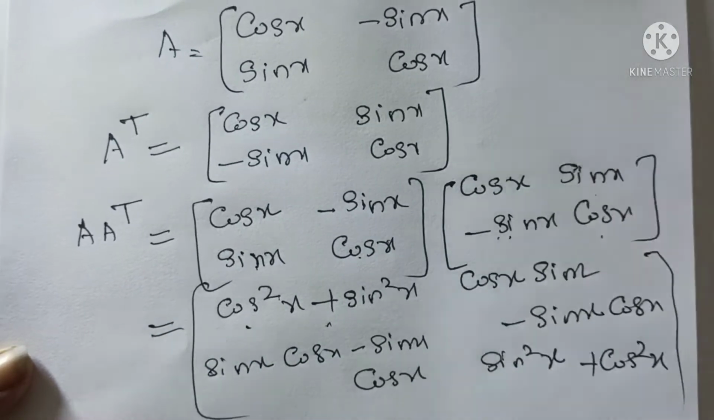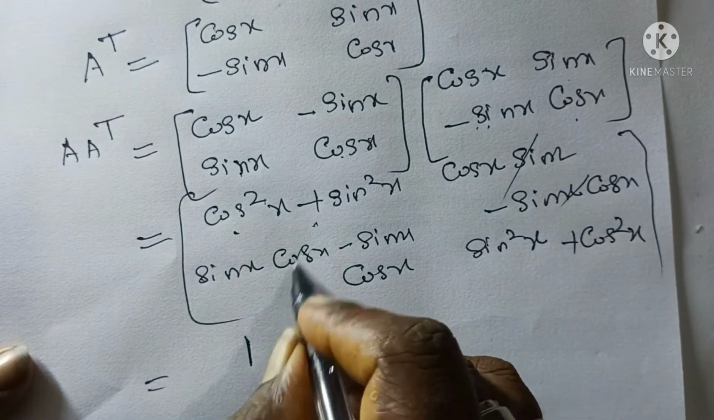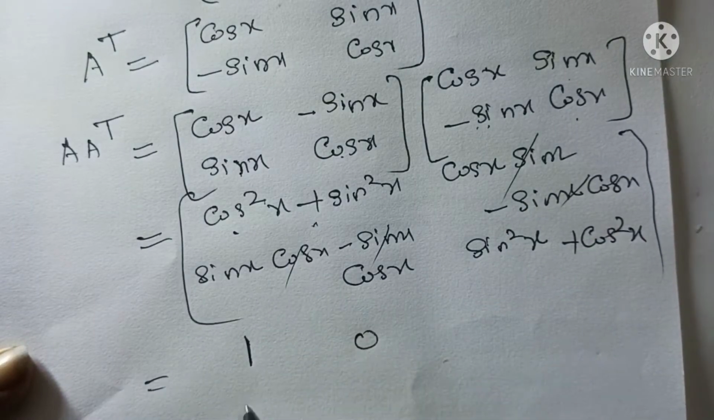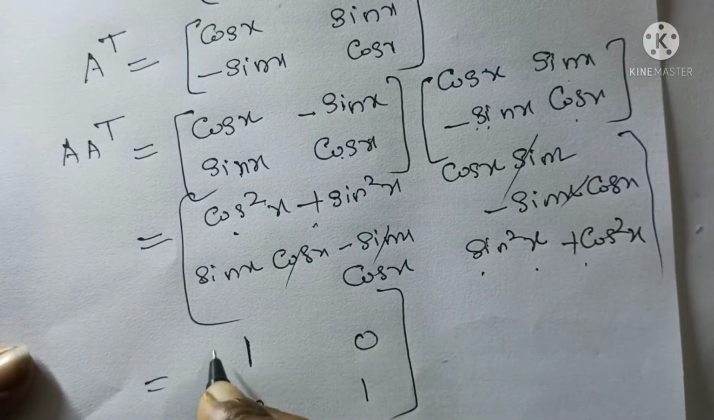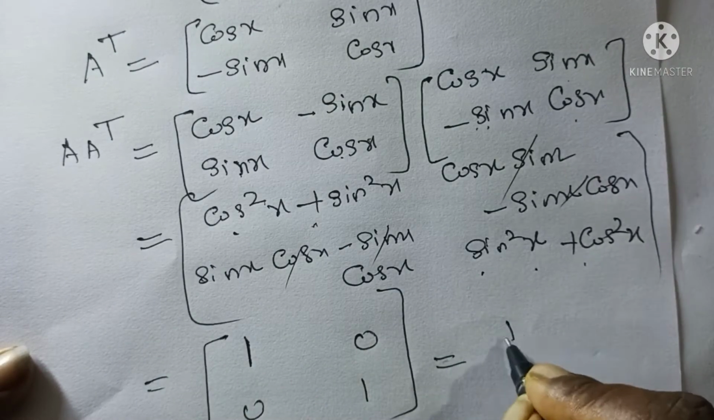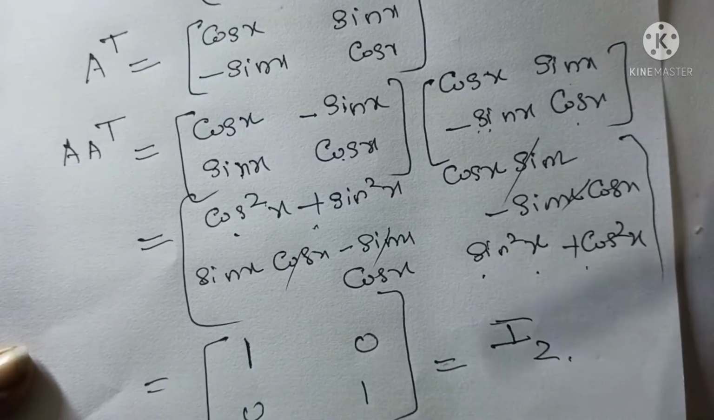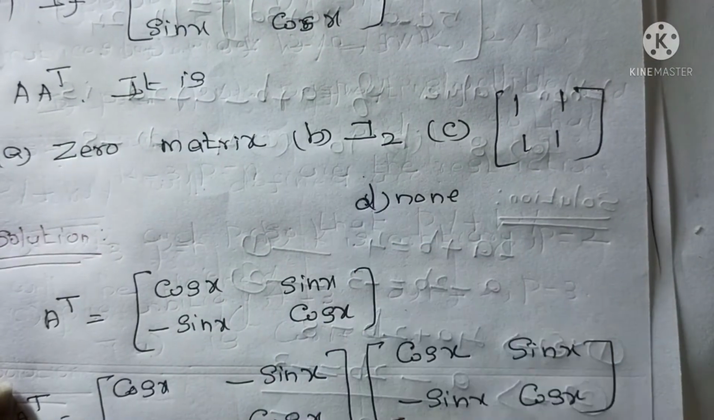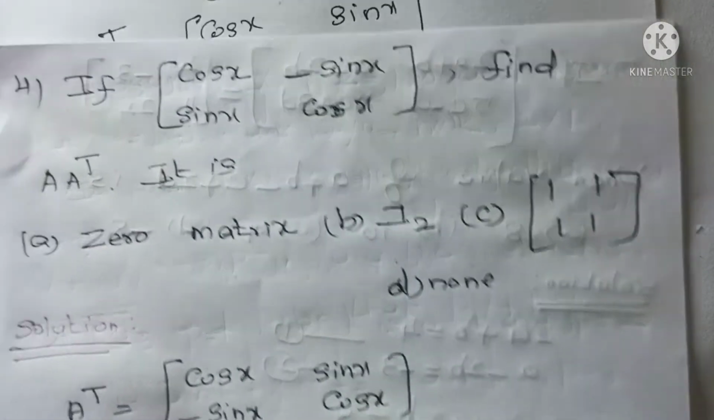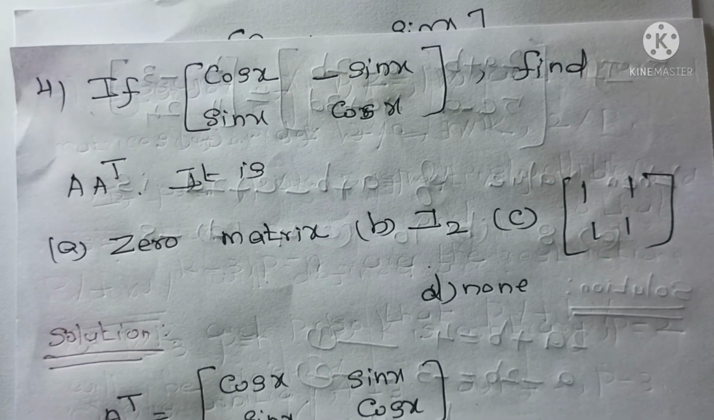So cos square x plus sin square x is equal to 1. Here this cancels, and here also, so 0, 0. Again sin square x plus cos square x is 1. So we got the identity matrix, the 2 by 2 identity matrix, I2. So what is the answer? Option B is correct. Now I am showing this question and answer.